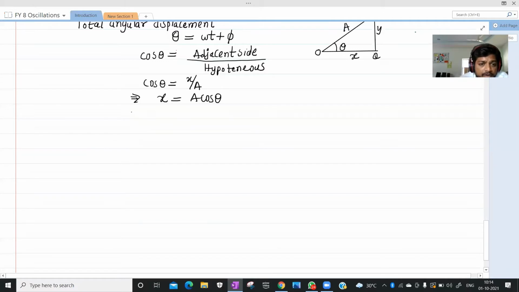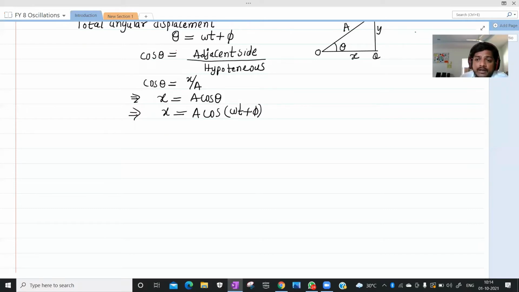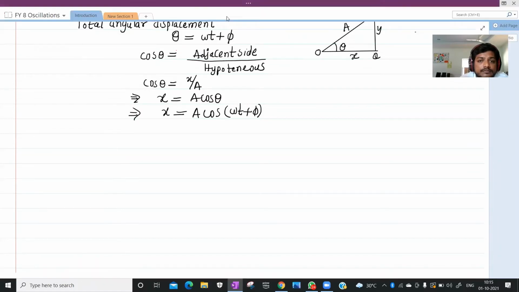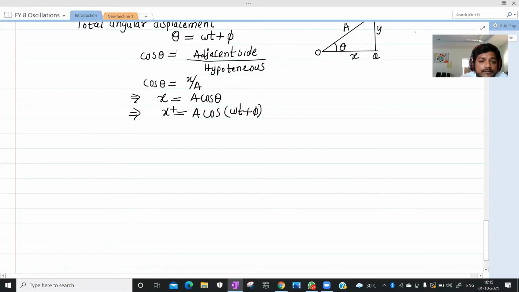So from here we can write x equals a into cos theta, where theta is omega t plus phi. So x equals a cos(omega t plus phi). This is the simple harmonic equation along the x direction, the displacement of a simple harmonic oscillator along the x direction. Any doubts? Very good.